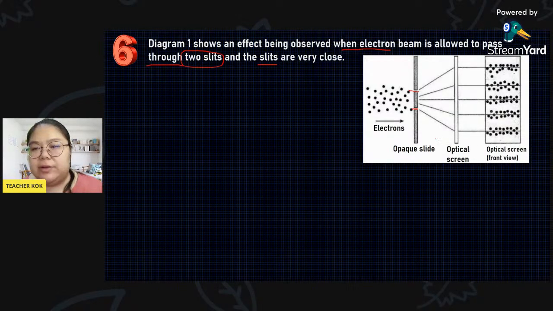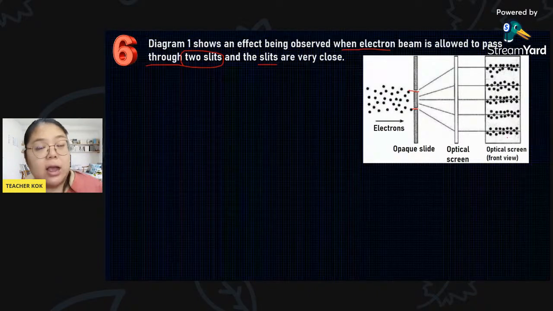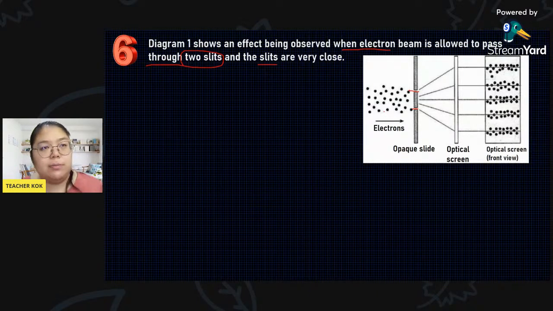Finally, they get the result like this. This one is an optical screen, and this one is the screen front view. You can see the arrangement is just like what we learned before. There's an interference. Remember the light, interference: bright, dark, bright, dark, bright, dark. When the electron goes through the same process, they also find the result is almost the same. This one is the bright fringes, and this one is the dark fringes, the same as the light phenomena.